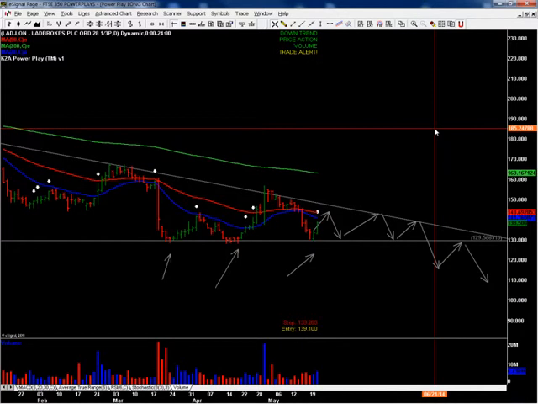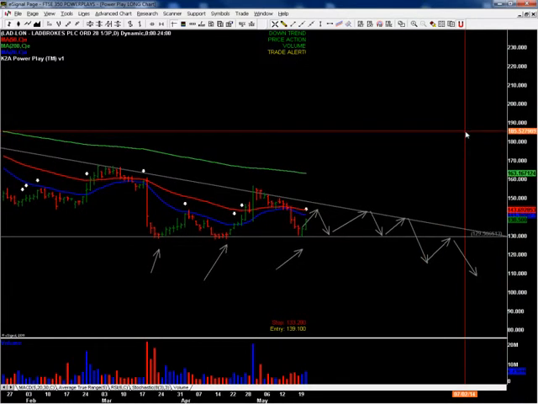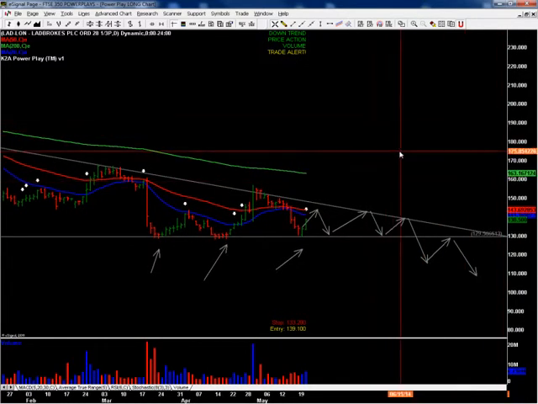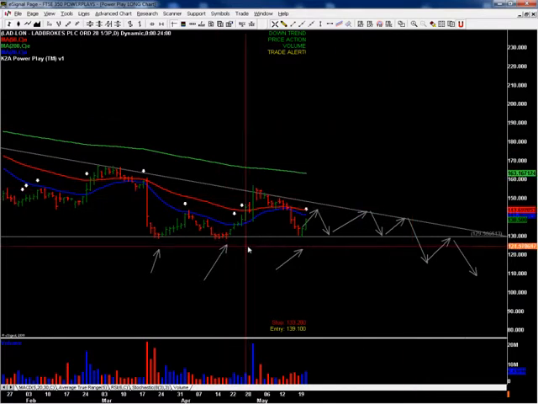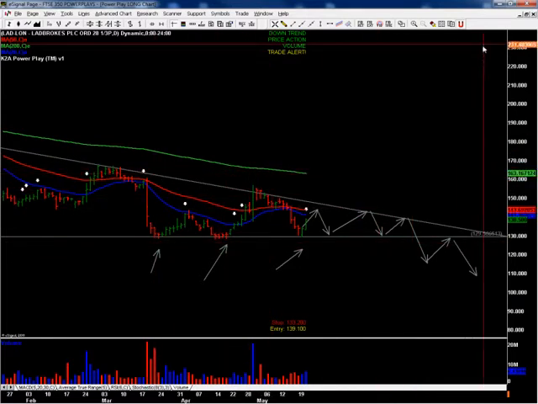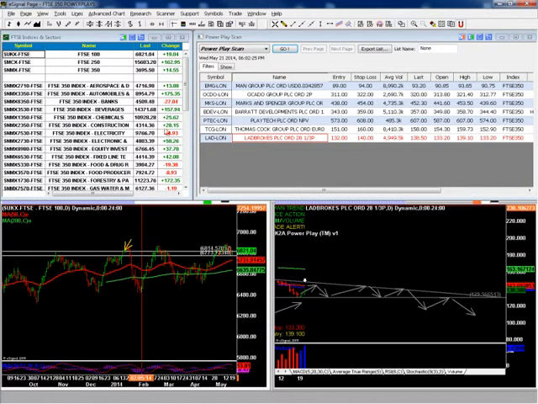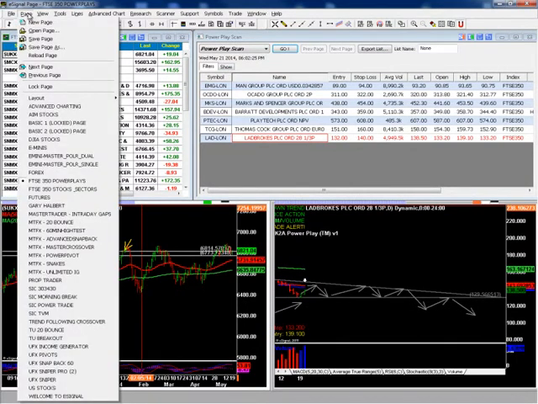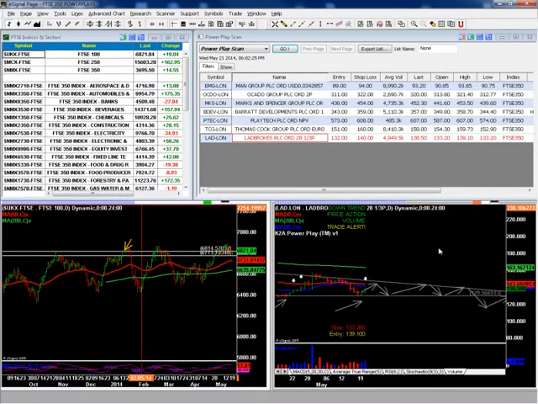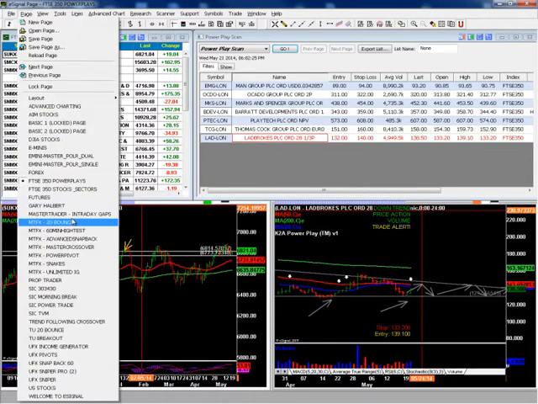So that's something there to look for. It's a descending triangle. So the lows are flat and the highs are getting lower. And that's it. There's nothing else for the selling opportunities. Let's have a look at the power plays.